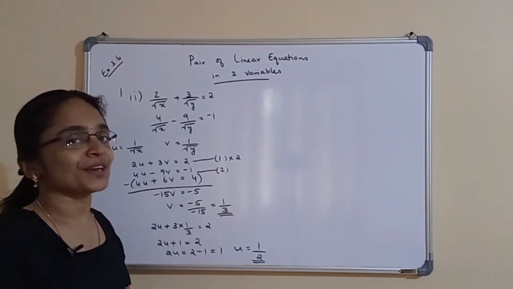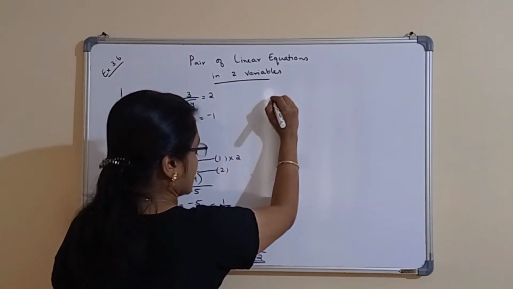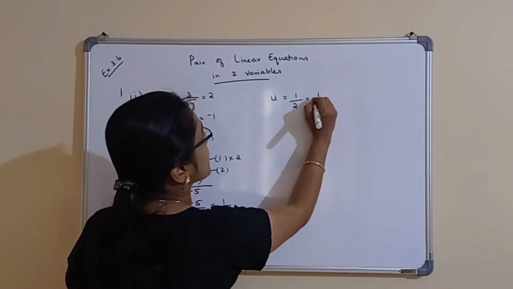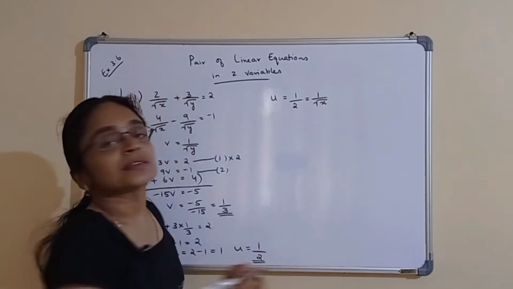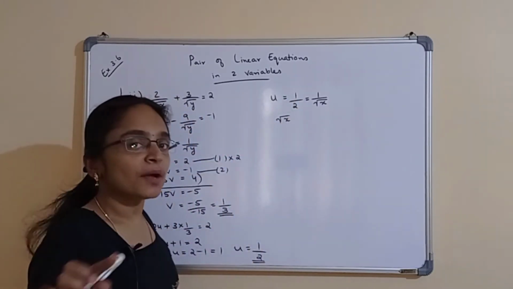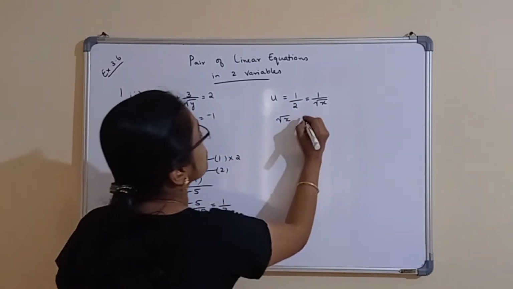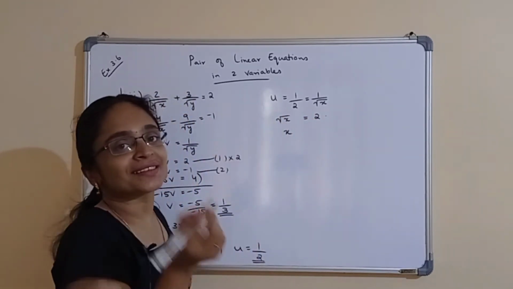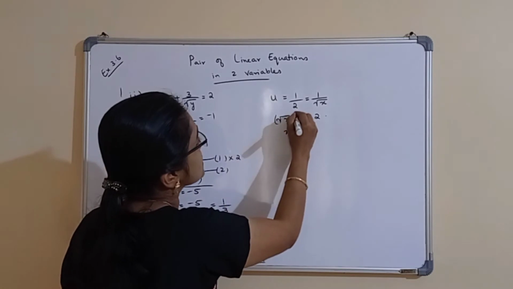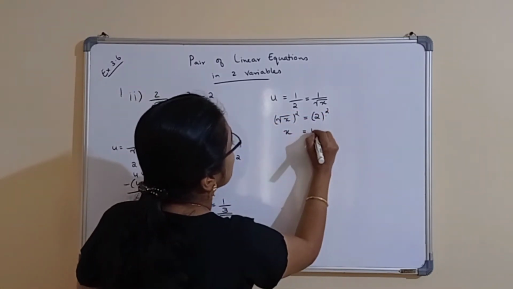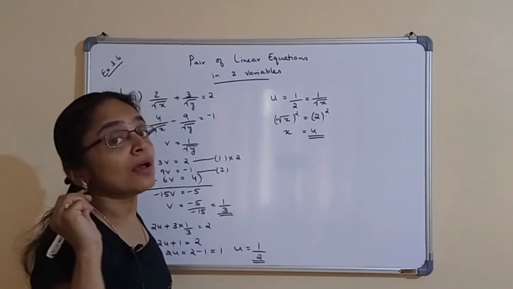We should not stop here. We have u is equal to 1 by 2, which is equal to 1 by root x. So 1 by root x equal to 1 by 2 means root x equal to 2. So for x, we can square this. x means it is the square of this, so we have to square this also. So x is equal to 4. So the value of x here is 4.